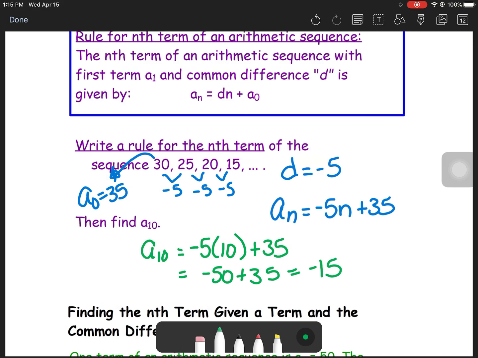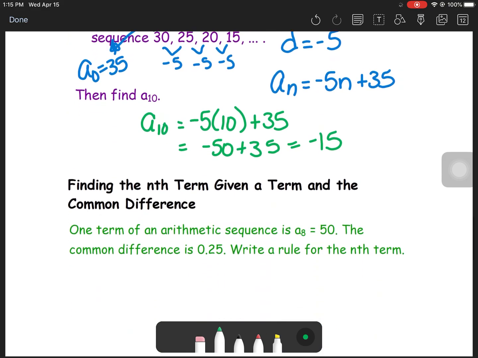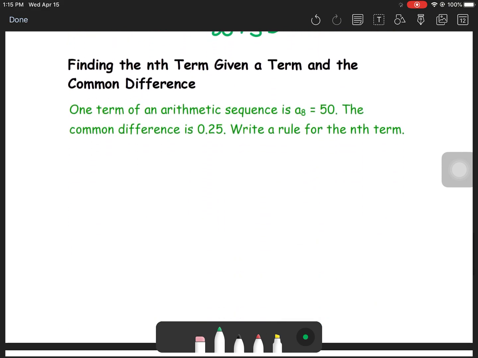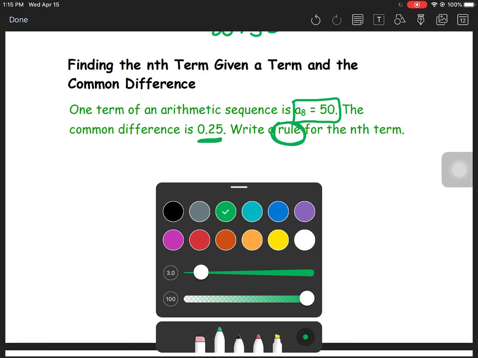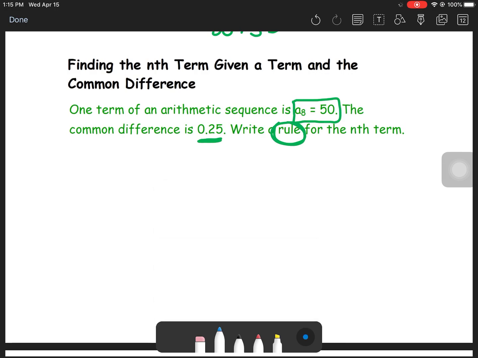Okay? So now what happens if they give us other information? So if one of the terms in our sequence, our 8th term, is 50, and we know that the common difference is 0.25, we want to write the rule. So the first thing that we're going to do is we're going to look at what the form of the rule is.